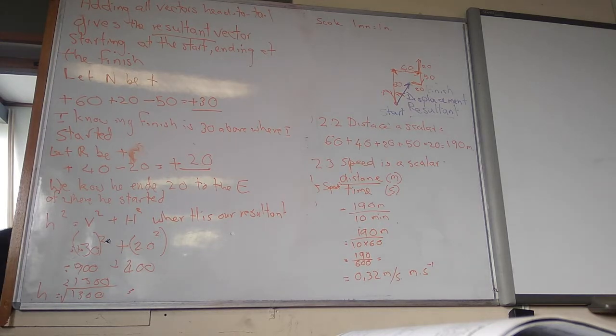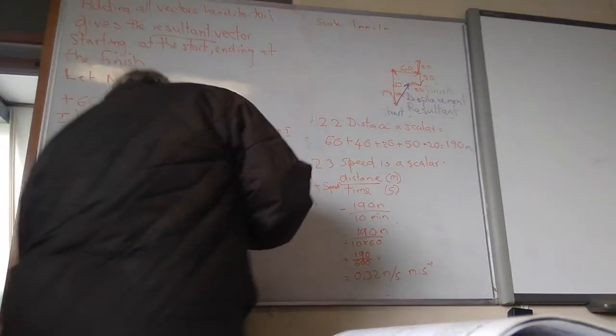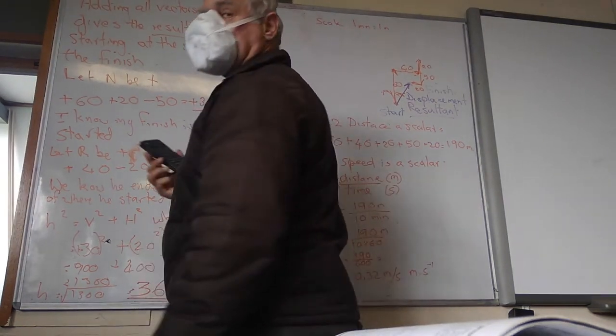Oh well, you forced me to get my calculator. I'm a science teacher, not a maths teacher, but let's do it. Okay, so it's square root of 1300, which is 36. Okay, so now we know that the total displacement was 36 meters.